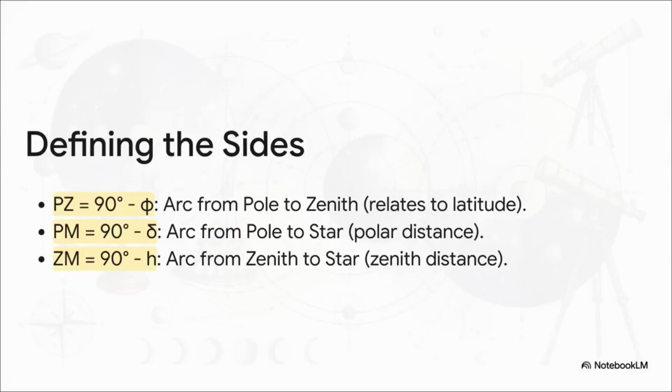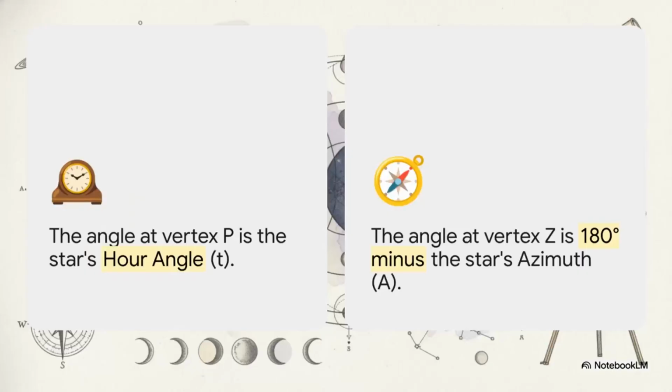Now remember, we're on a sphere, so the sides of our triangle aren't straight lines. They're arcs of great circles, and each one has a very specific meaning. The arc connecting the pole and the zenith, PZ, is directly related to your latitude. The arc from the pole to the star, PM, is what we call the polar distance, and it's derived from the star's declination. And finally, the arc from the zenith to the star, ZM, is the zenith distance. This last one is crucial because it's directly connected to the star's altitude, which is one of the very things we want to find.